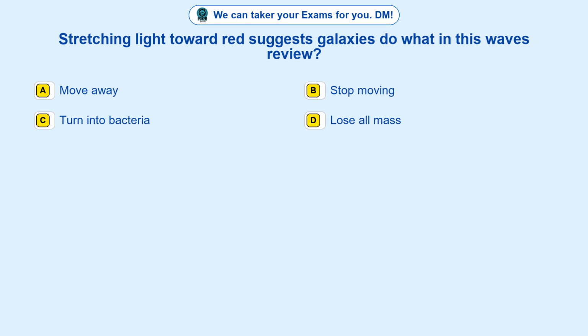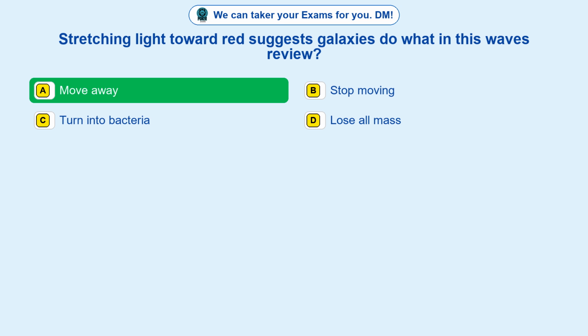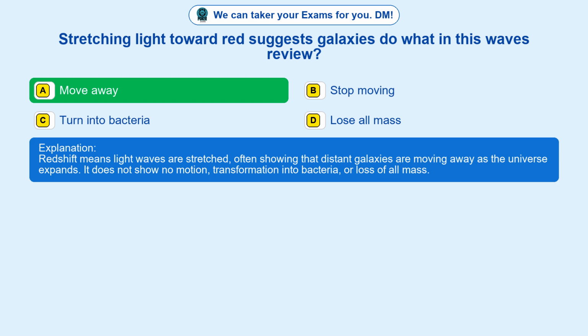Question 94. Stretching light toward red suggests galaxies do what in this waves review? Option A, move away. Option B, stop moving. Option C, turn into bacteria. Option D, lose all mass. The correct answer is option A. Move away. Redshift means light waves are stretched, often showing that distant galaxies are moving away as the universe expands. It does not show no motion, transformation into bacteria, or loss of all mass.